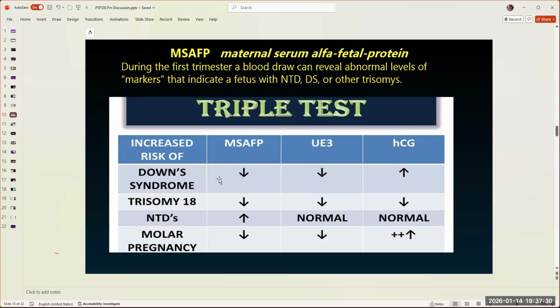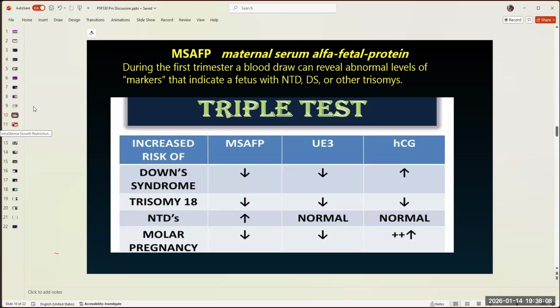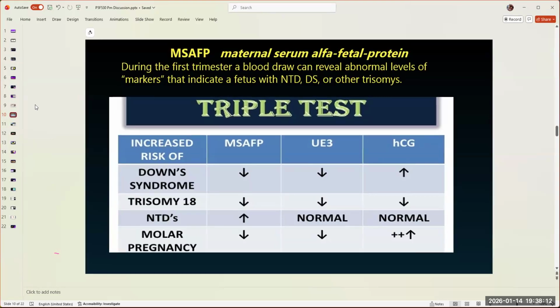Molar pregnancy is not a true pregnancy. There's no DNA in the conceptus. So it doesn't survive. It overgrows. So what we usually see in molar pregnancy is low alpha fetal protein, because there's no fetus there. Okay. But the HCG levels are very high. Molar pregnancy is a high risk topic we talk about in week 5. So remember, if we have abnormal AFP levels, then we're going to do an ultrasound and perhaps an amniocentesis.